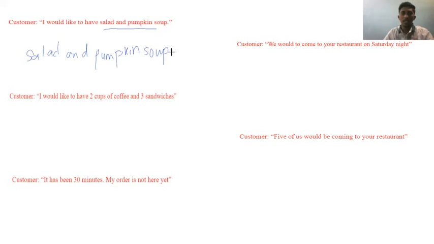For example, I'm saying, I would like to have salad and pumpkin soup. And you reply to me as a waiter, salad and pumpkin soup, to make sure that is the right thing that we are ordering. Next, I would like to have 2 cups of coffee and 3 sandwiches. So what you have to say is 2 cups of coffee and 3 sandwiches.